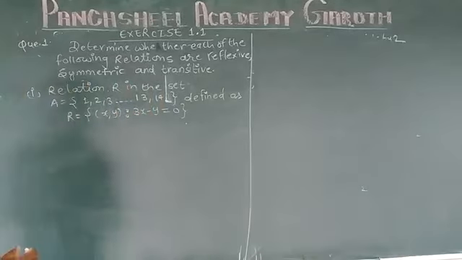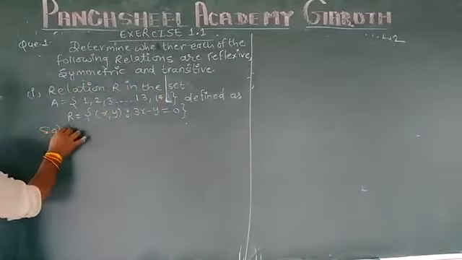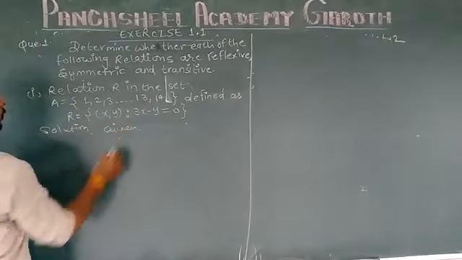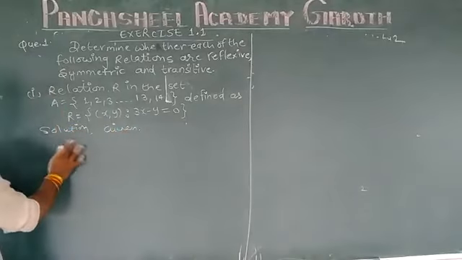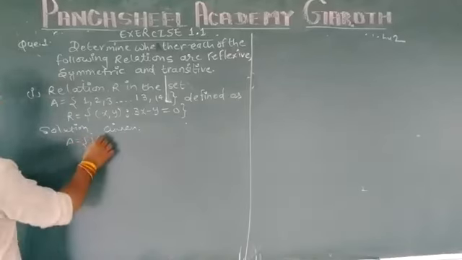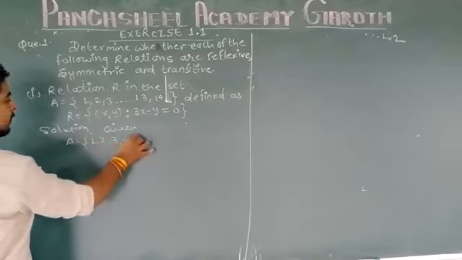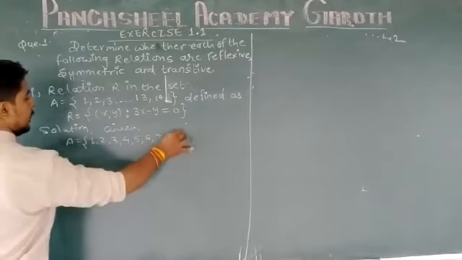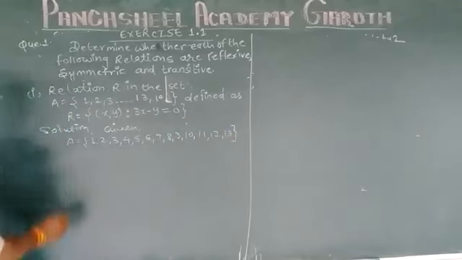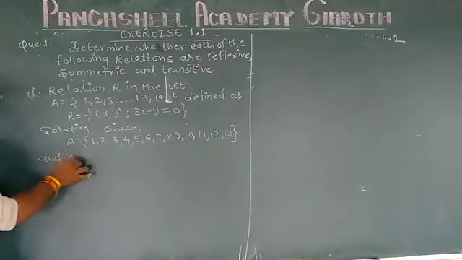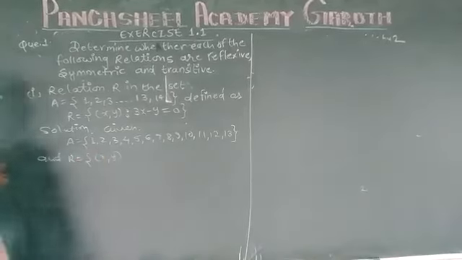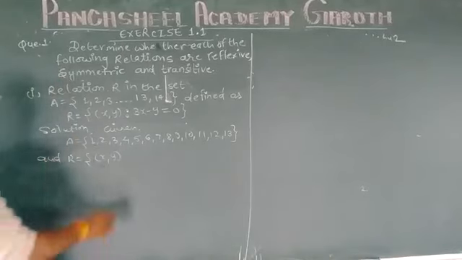So first of all, how will we be solving the solution? First, you have to note the set that is given. What is the set given? Set A, in which the elements from 1 to 13 come: 1, 2, 3, 4, 5, 6, 7, 8, 9, 10, 11, 12 and 13. And R, what is R? The relation is defined as R = {(x, y)}. It contains the ordered pairs (x, y), where x and y are both taken from the set A.